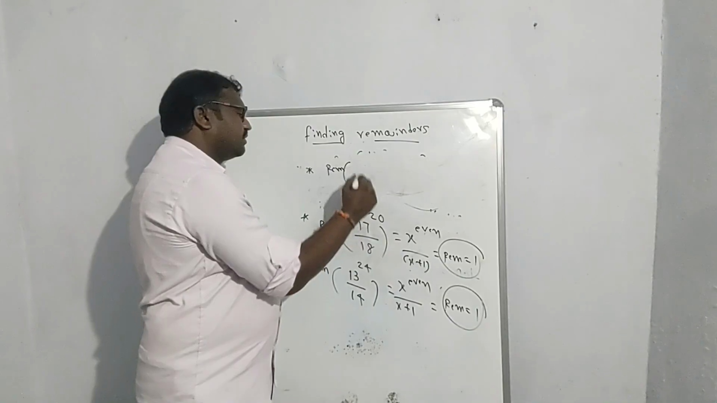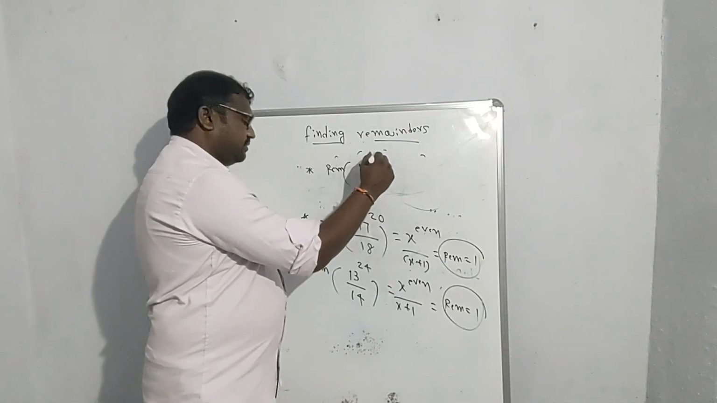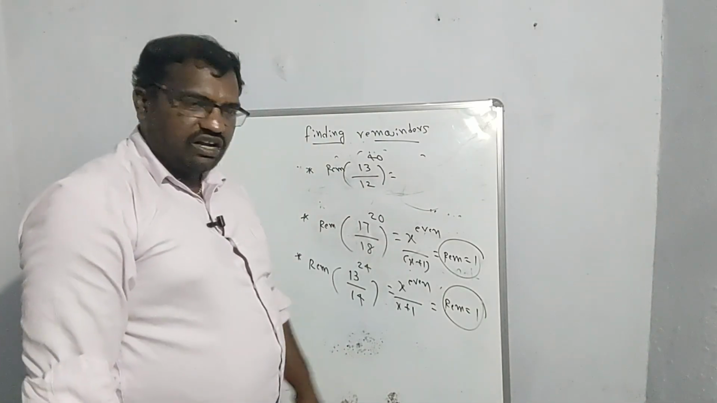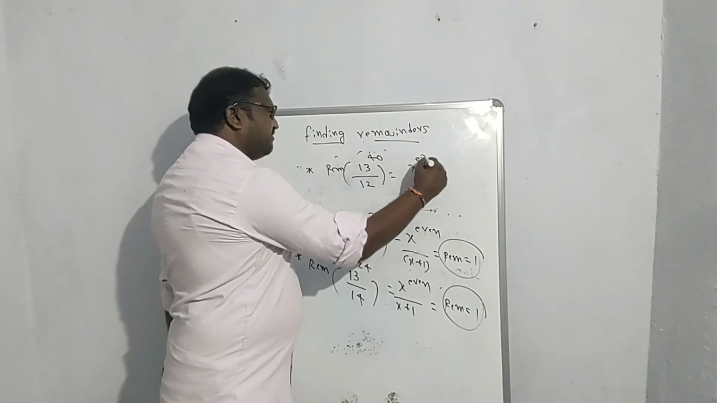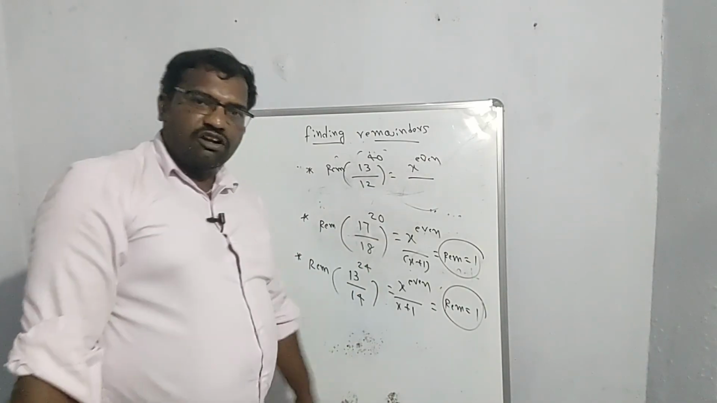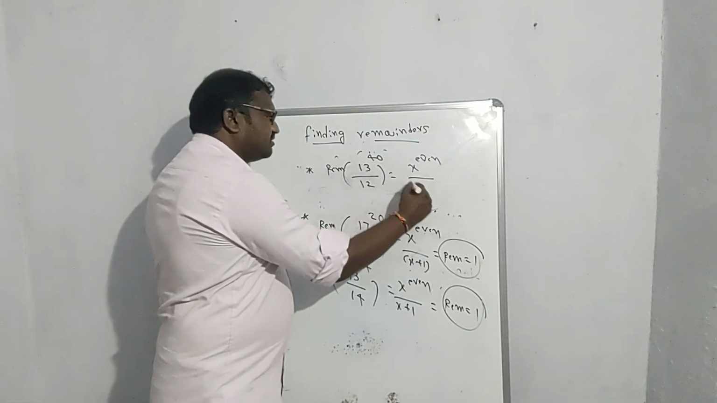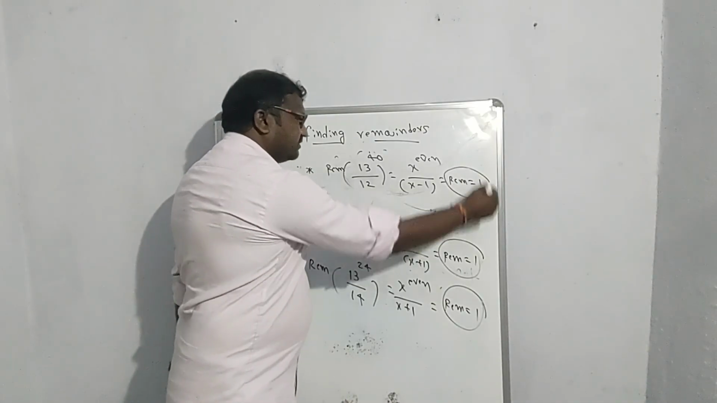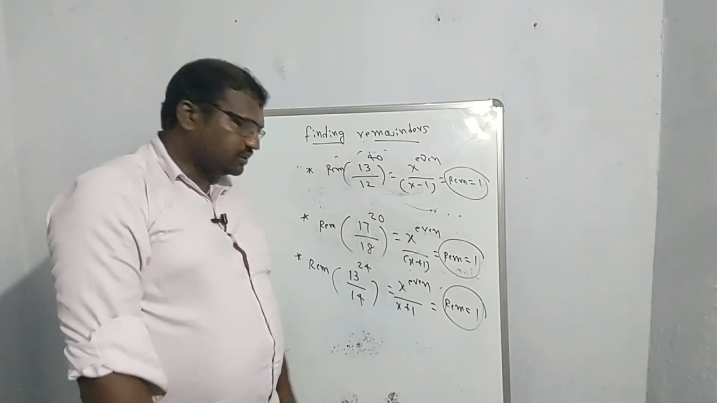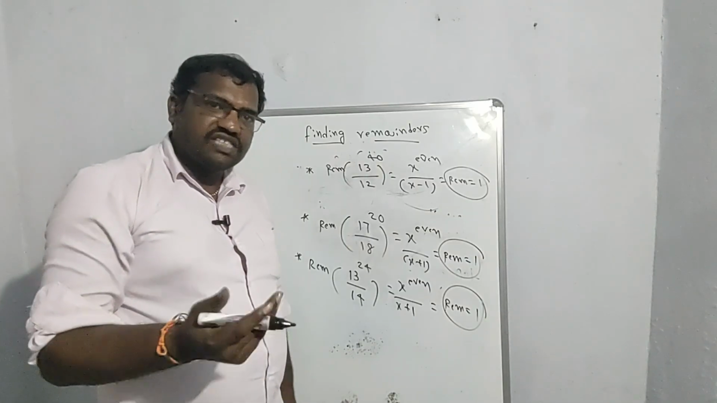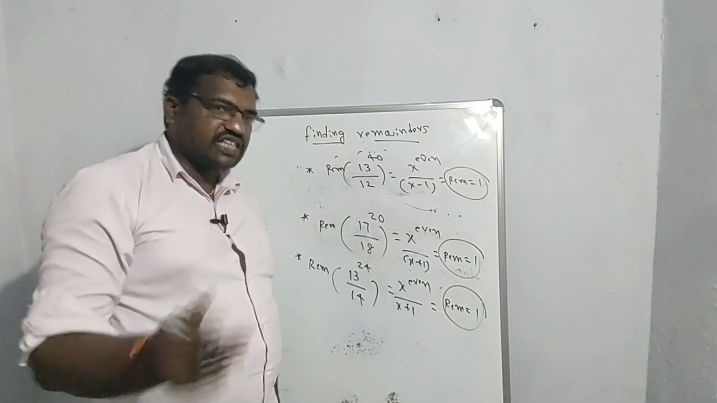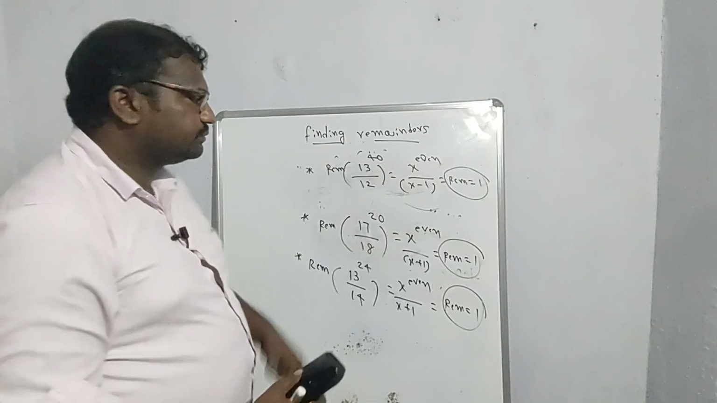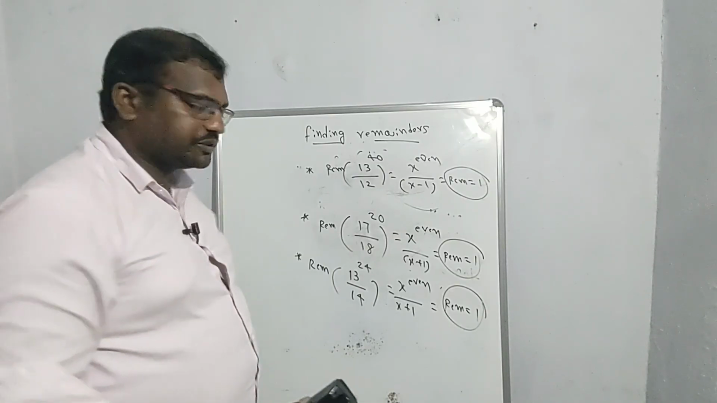Here I will take one more problem: remainder of 13 power 40 divided by 12. Here 13 is x, and the power is an even value. The denominator value is less than x by 1, so it is x minus 1. Again the remainder is 1. The answer is 1. So please note these three problems. The power is an even number, the denominator value is x minus 1 or x plus 1, anything, but the remainder value is 1.